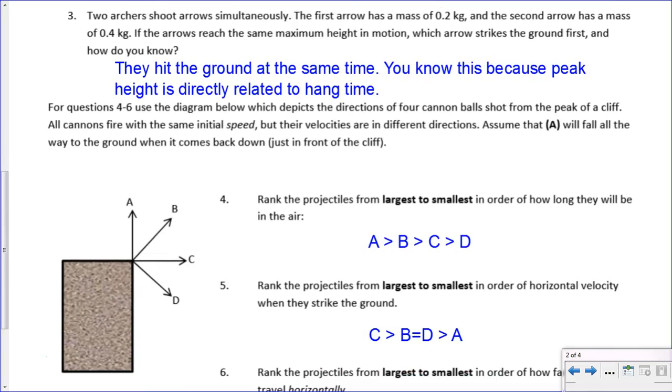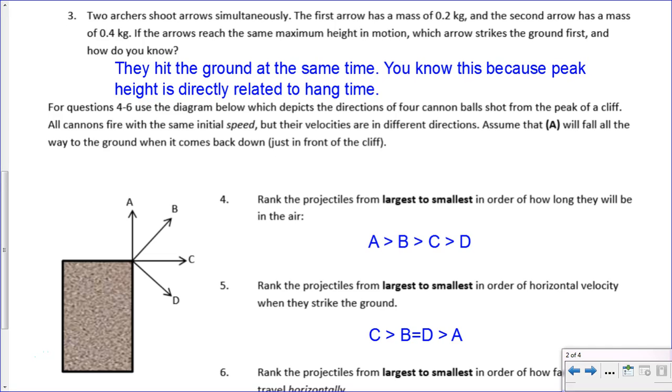Number 3, we have 2 archers. It says that they shoot arrows simultaneously. The first arrow has a mass of 0.2 kilograms. The second arrow has a mass of 0.4 kilograms. If the arrows reach the same maximum height in motion, which arrow strikes the ground first, and how do you know? The first thing here is I've given you some masses, but those masses are sort of to throw you off the trail. Mass does not matter in this unit.